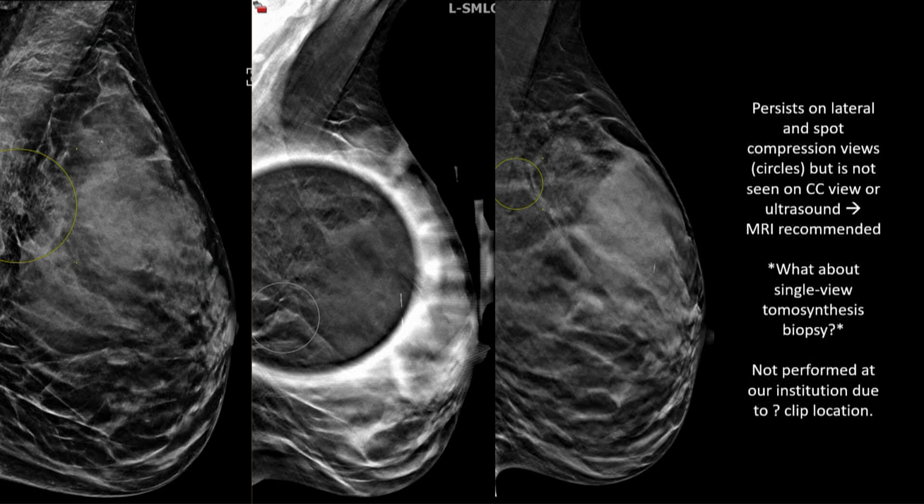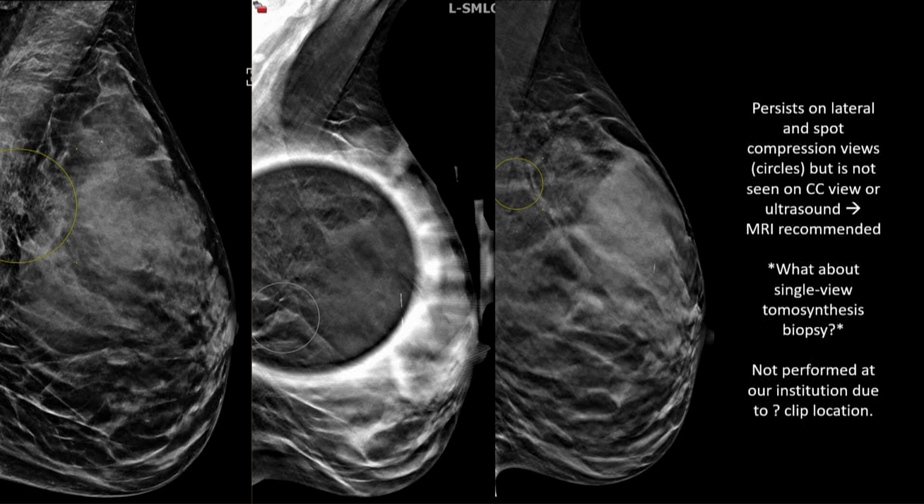And this is her screening mammogram, and you can see there was questionable persistence of the single view asymmetry on spot compression views as well as the true lateral view. And so it was not seen on the CC view, and the ultrasound was negative.